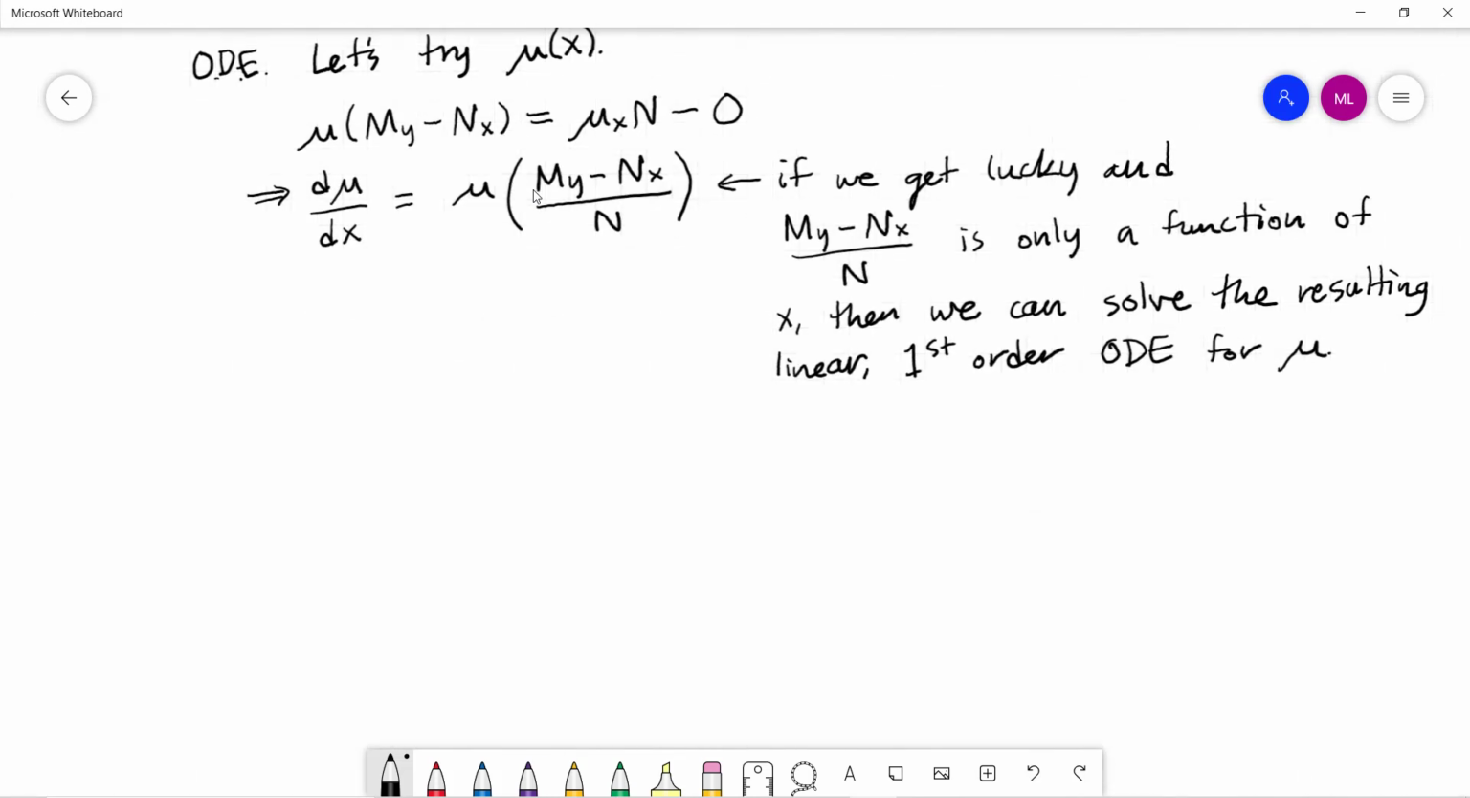So all this work is just to find a factor that we can multiply the original equation that we actually cared about by, in order to make it an exact equation. And you still have to solve that part of the equation. So keep that in mind.